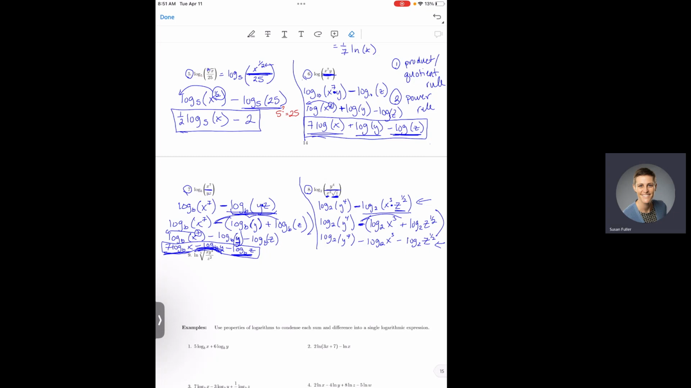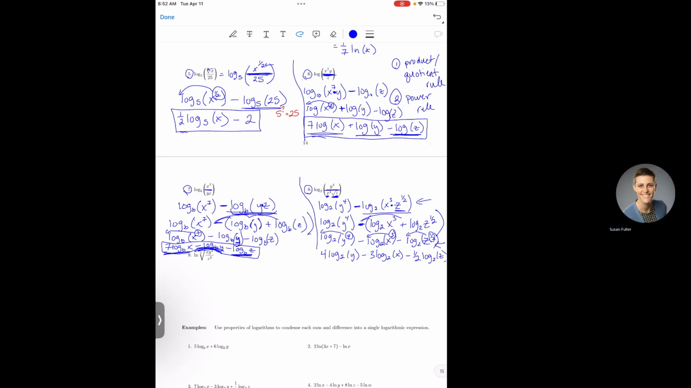Okay, so once we have that distributed, the only thing that's left is our powers. We don't have any products remaining inside a log. We just have powers. So we'll take all of these powers and throw them out front in all of these pieces. And we will have 4 times log base 2 of y minus 3 times the log base 2 of x minus 1/2 log base 2 of z. And that is our final answer here.